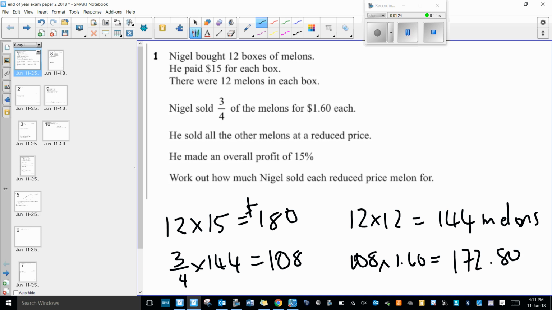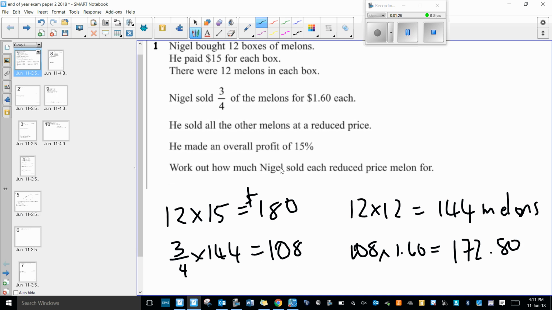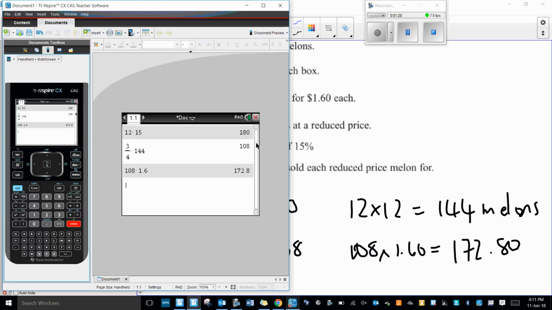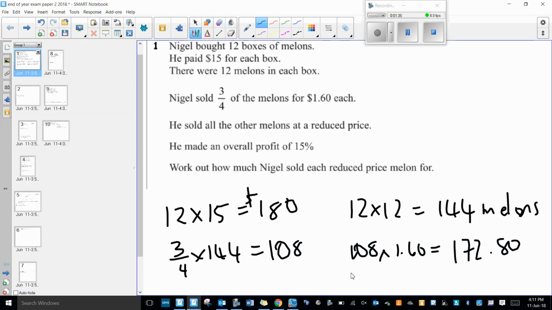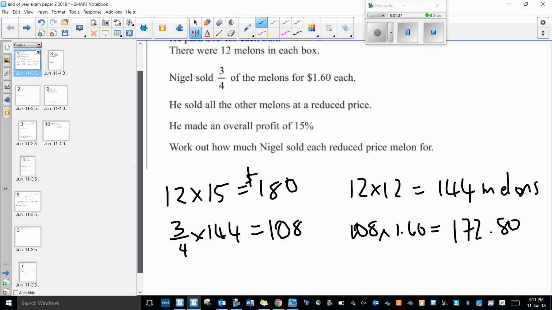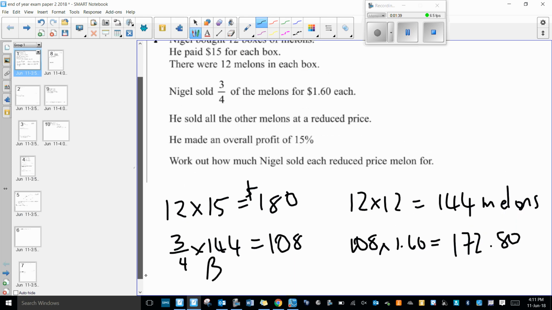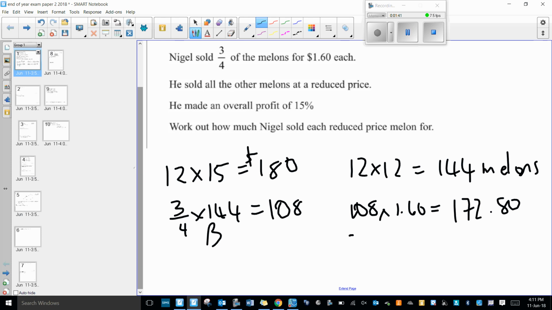And the rest of the melons, so if there were 144, take away 108, so it's 36 melons. Oh, it's a daisy. So 36 melons multiplied by something is going to give us the remainder. Okay, we know it's going to be less than $1.60.